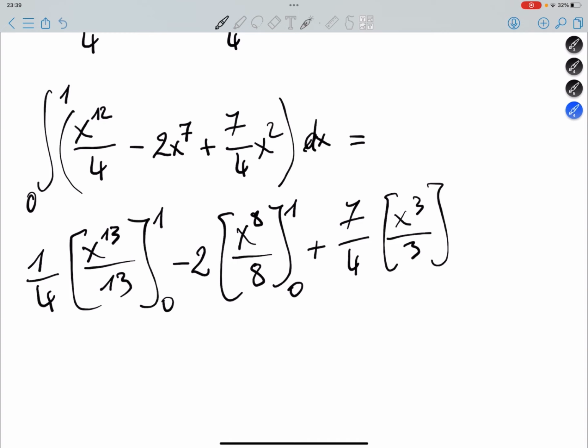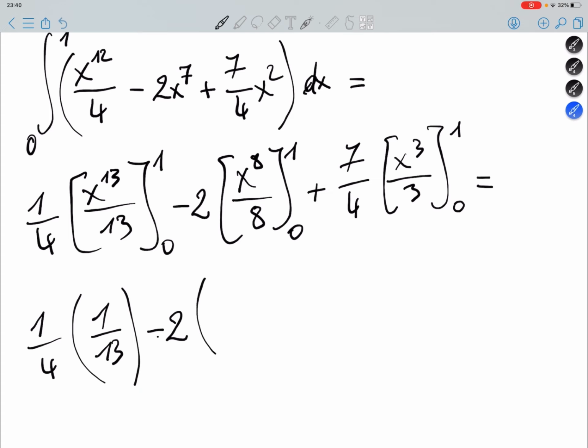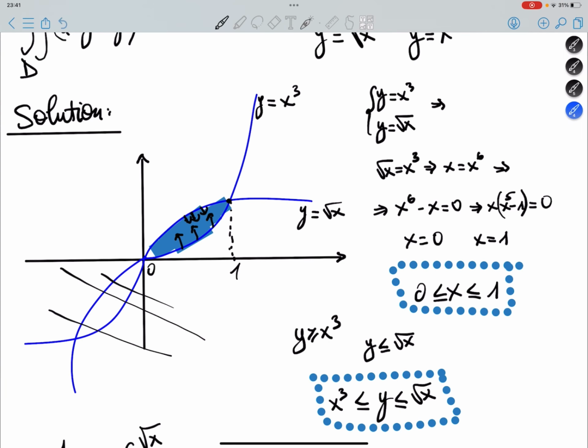And that is equal to 1/4 times, if we substitute 1, it's 1 over 13 minus 0, we can close the bracket, and then minus 2, same thing, times 1 over 8, we close, and then plus 7 over 4 times 1 over 3. And that is equal to 55 over 156, and that is the area that we were interested in.